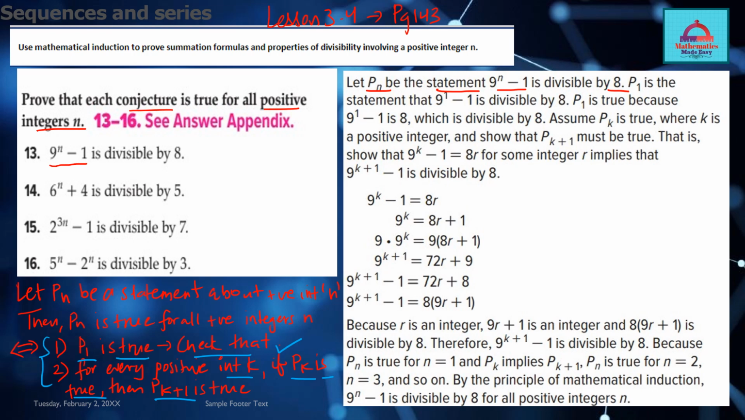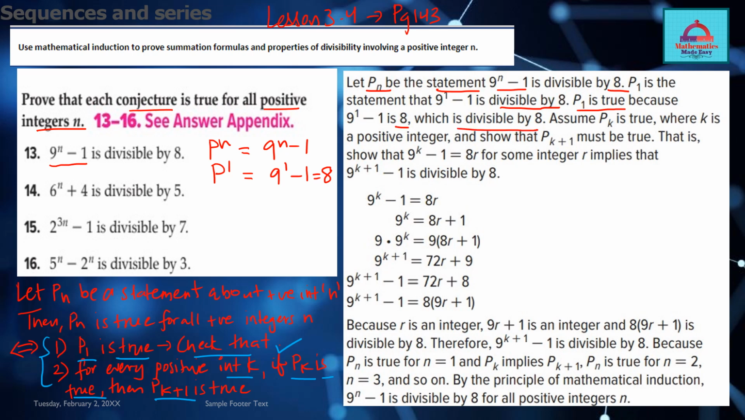So we are going to use the principle of mathematical induction. We are going to first check for P1. So what will be P1? If Pn is 9 to the power n minus 1, then P1 means you are putting the value of n as 1. It will be 9 minus 1, which is 8. So it is divisible by 8. That means P1 is true. Every number is divisible by itself, remember. So P1 is true because 8 is definitely divisible by 8 itself.